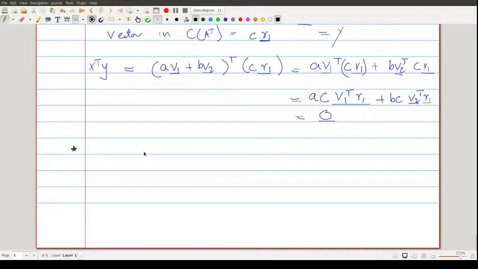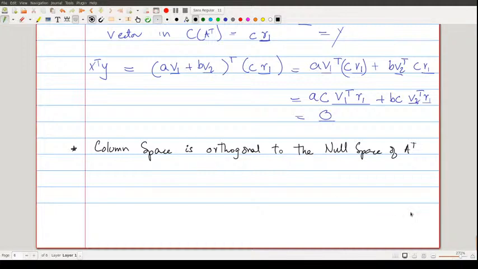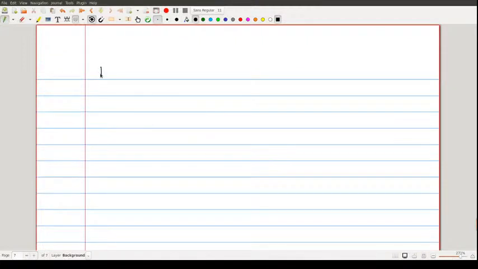The other aspect of this is that the column space is orthogonal to the null space of A transpose. And we can do the same thing. We can first try to find their dimensions and the bases, and then verify that these are indeed perpendicular to each other. So let's try to figure out a basis.